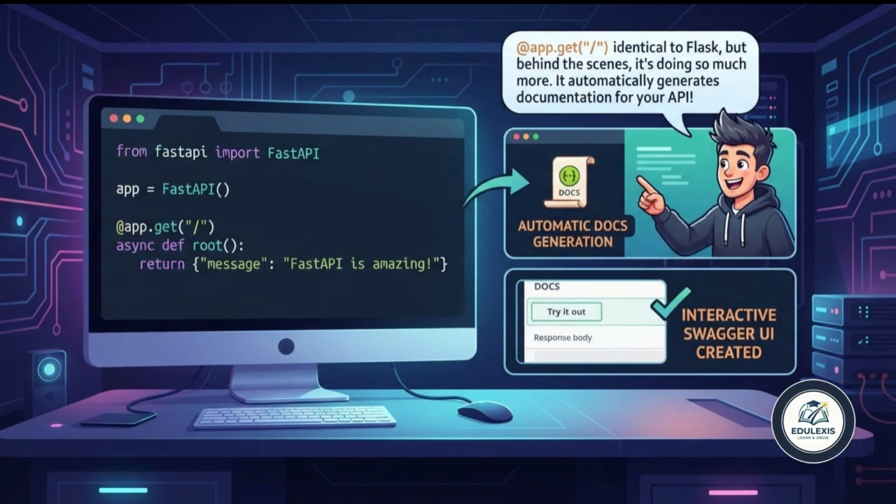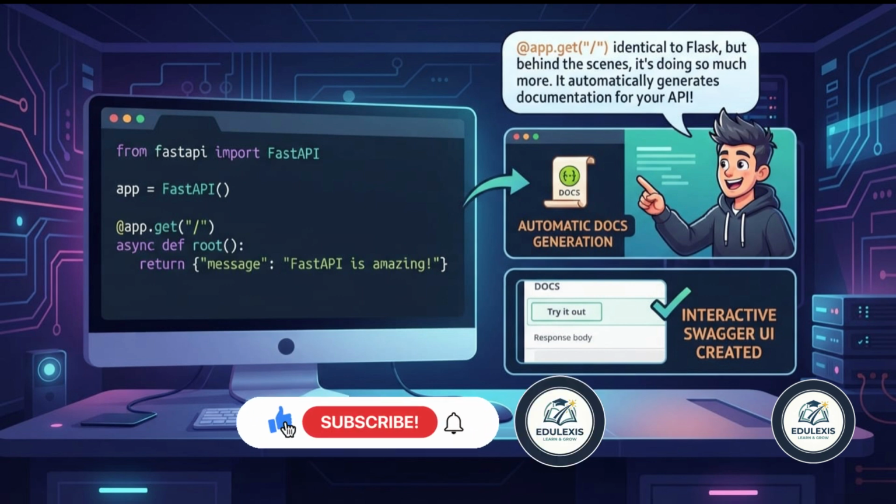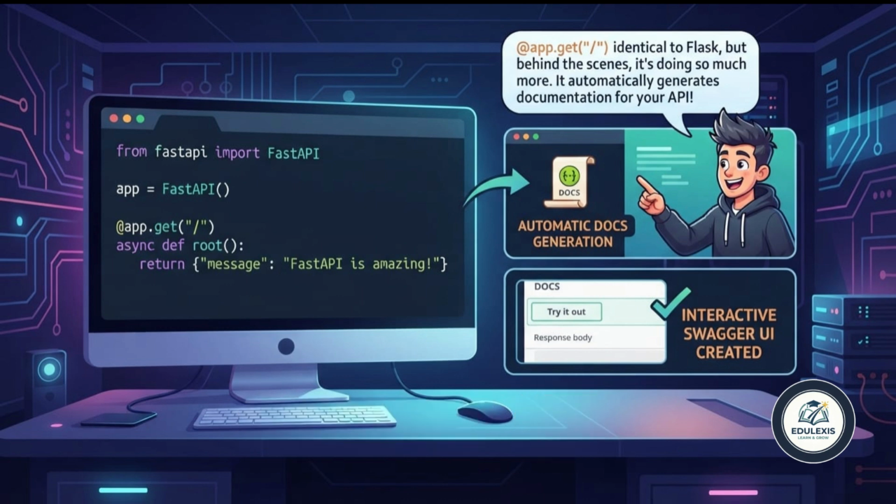To use FastAPI, we need to install it: pip install fastapi uvicorn. Uvicorn is the high-performance server that runs FastAPI apps. Notice the difference in syntax. FastAPI uses type hints right in the function arguments, allowing it to validate incoming data automatically without extra logic.